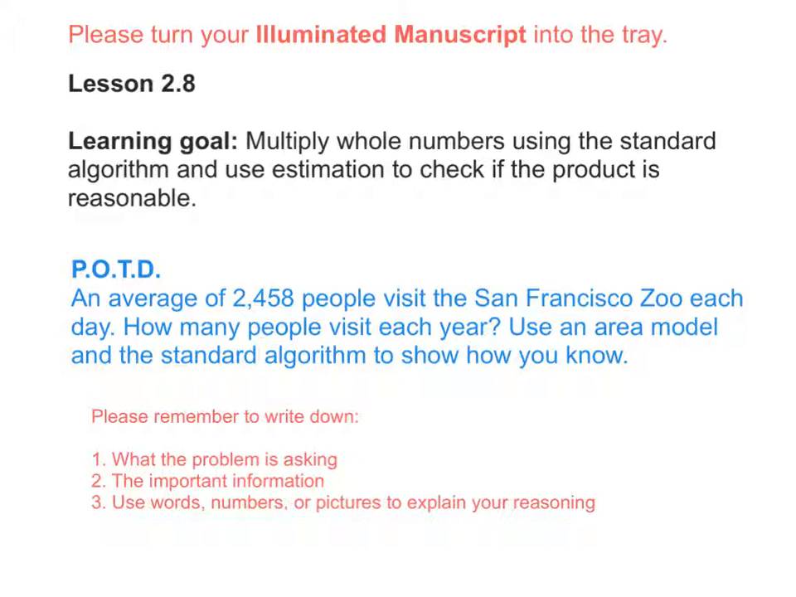So today we're talking about lesson 2.8. That's module 2, lesson 8. And your learning goal today is to be able to multiply whole numbers by using the standard algorithm and also use estimation to check whether or not your product is reasonable. When it says a product here, what does that mean? What's a product? Roni?